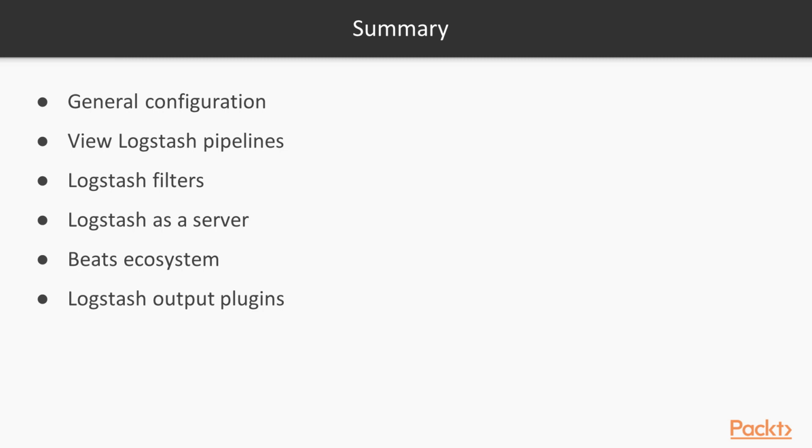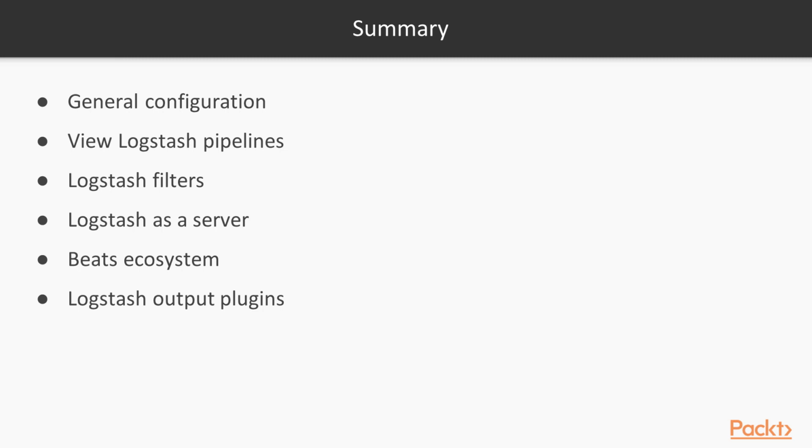So the filters are the things where we can enhance data or manipulate our data or change the format of our data. We looked heavily at the Grok filter plugin because that's the one, especially if you use an application that you don't control the output from, you can use the Grok plugin to normalize that output into a document or into a JSON structure. Then we looked at how do we get data from distributed systems into Logstash as a server so you can centralize where you're doing this work.